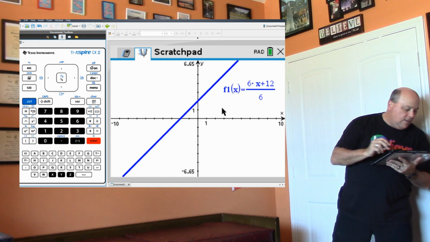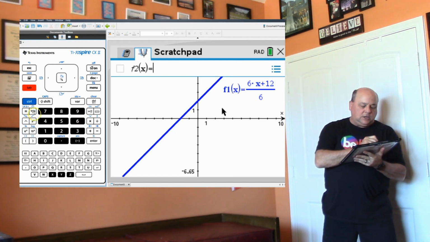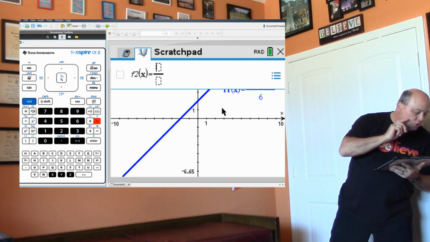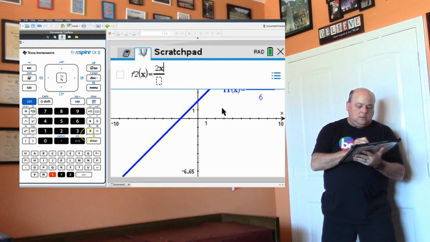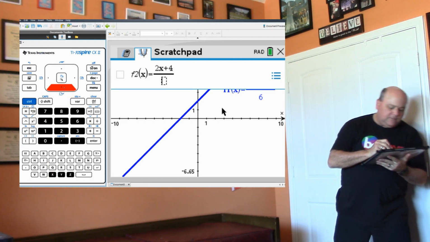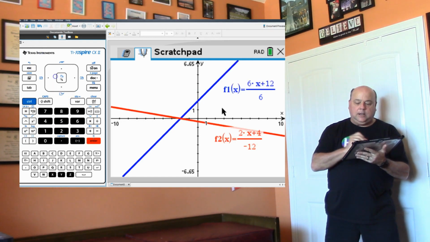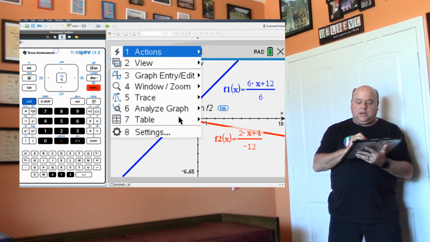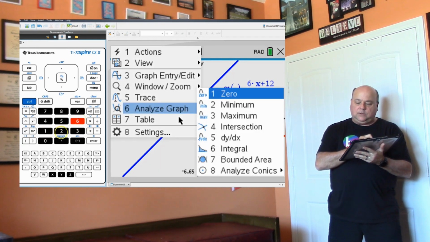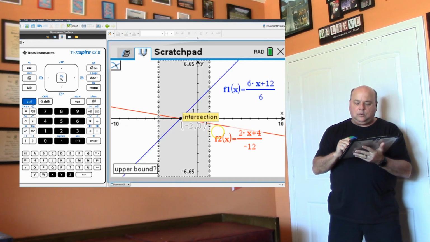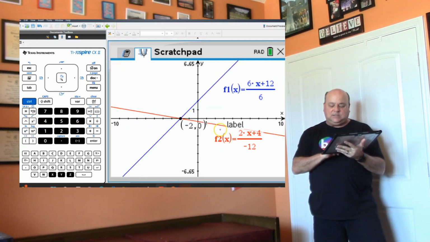Hit enter. I got this line. Now I'm going to hit tab, hit control divide again, and type in 2x plus 4, and then the bottom is going to be negative 12. Hit enter, and bam, there's my intersection point right here. So I'm going to do menu, analyze graph, and then I want the 4, the intersection. I'm going to go over here, click, go across, click: negative 2 comma 0.